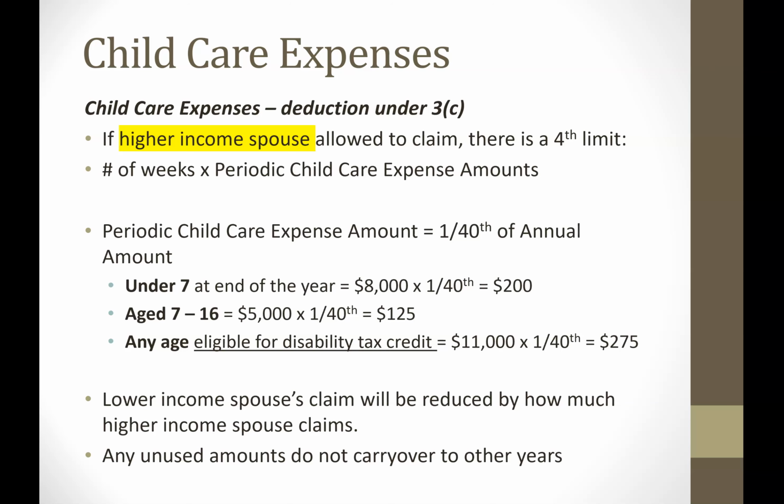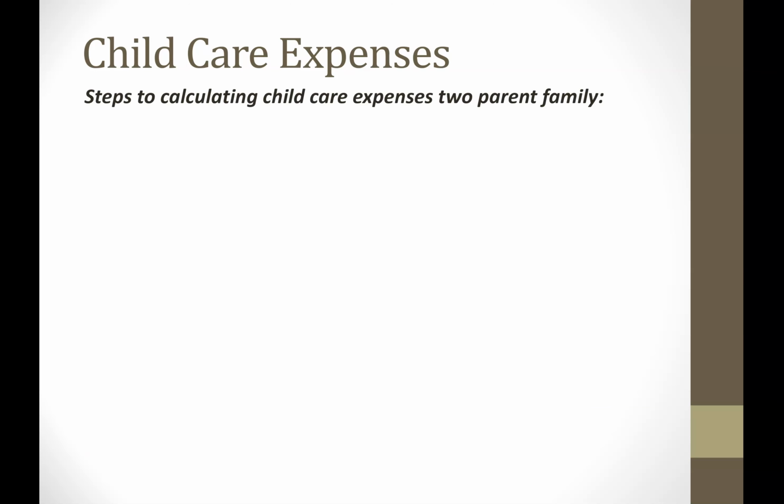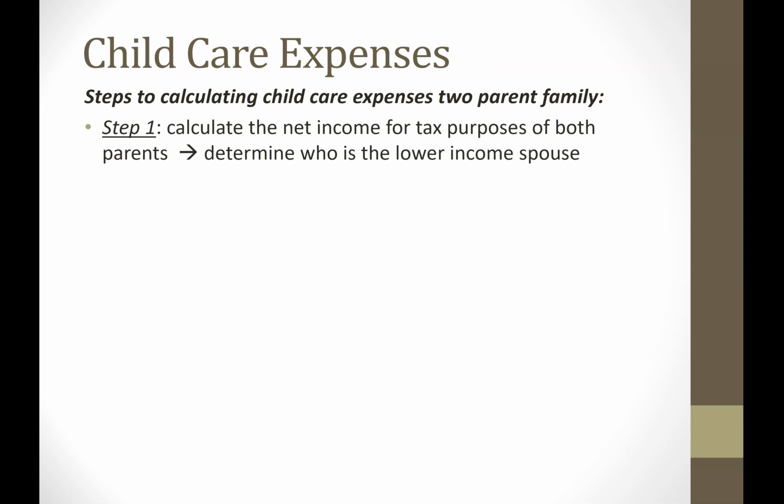Now, moving on to the next slide, let's talk about the steps to calculating the child care expense deductions in a two-parent family. Step number 1, calculate the net income for tax purposes for both parents. That's going to determine who is the lower income and higher income spouse. Now remember, generally speaking, only the lower income spouse is able to make a claim for child care expenses unless one of those exceptions are met. So that's step number 1.